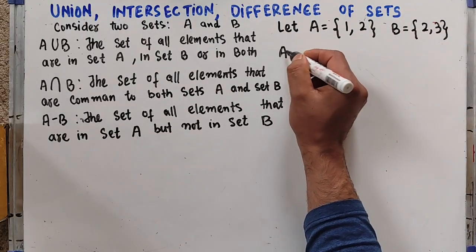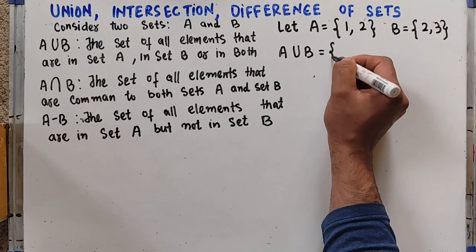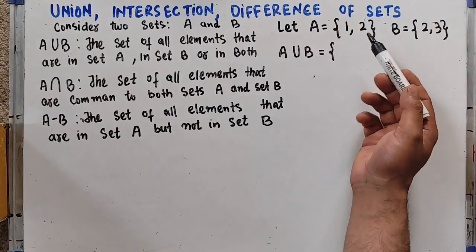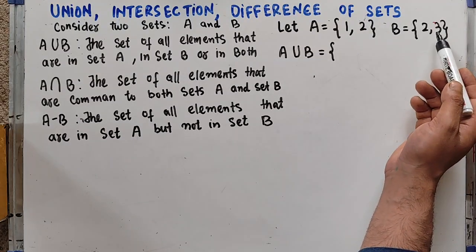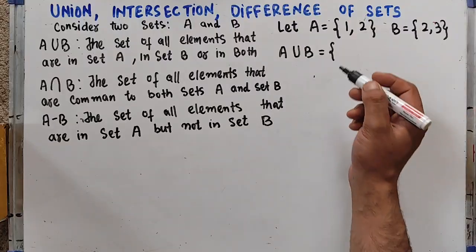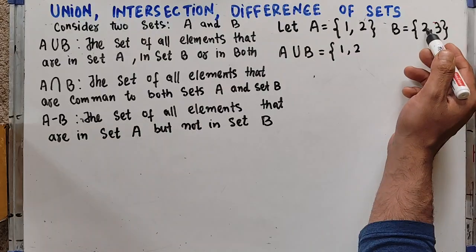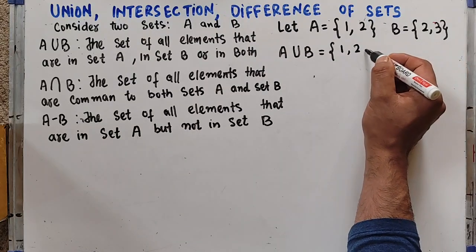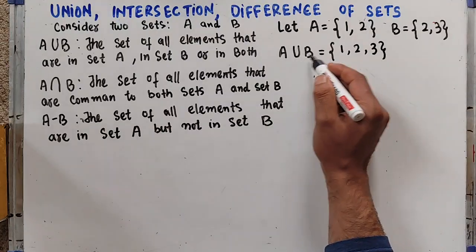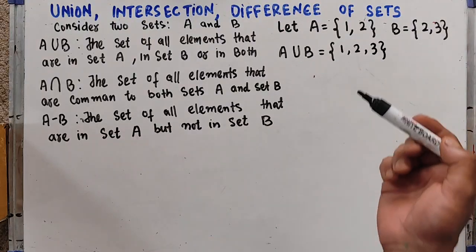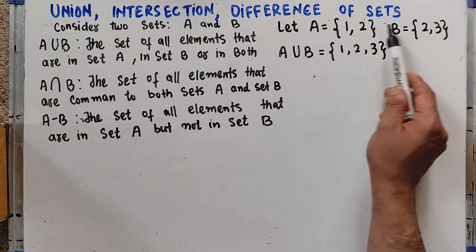Then A union B is the set of all elements that are in set A, in set B, or in both. So the union will be, we have 1 here, we have 2 here, we have 2 here also, we will not include it, it gets repeated. Then we have 3. So this will be A union B, the set of all elements that are present in set A, in set B, or in both the sets.